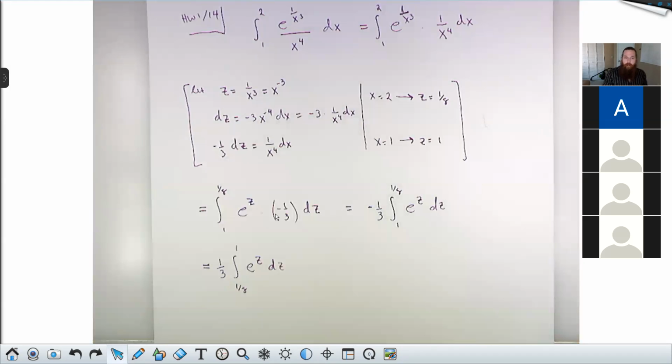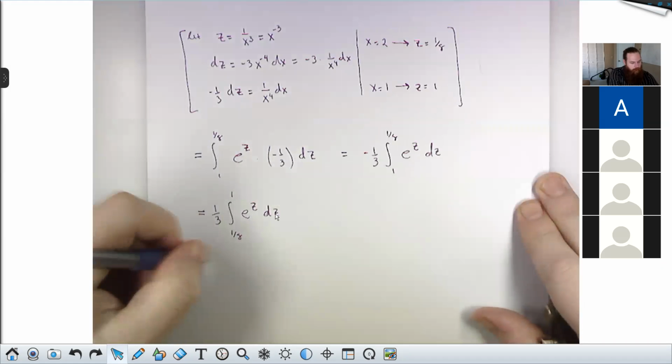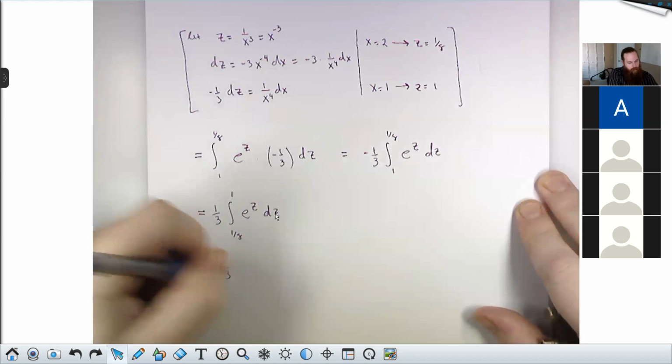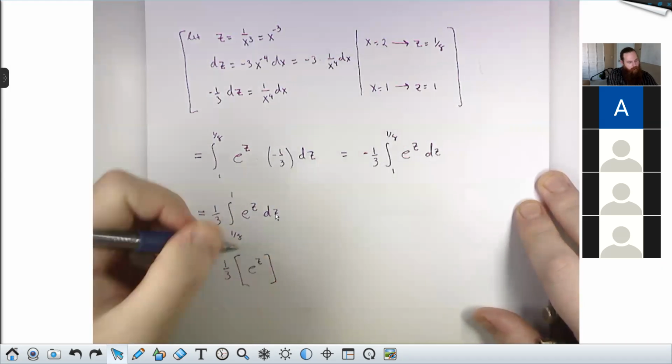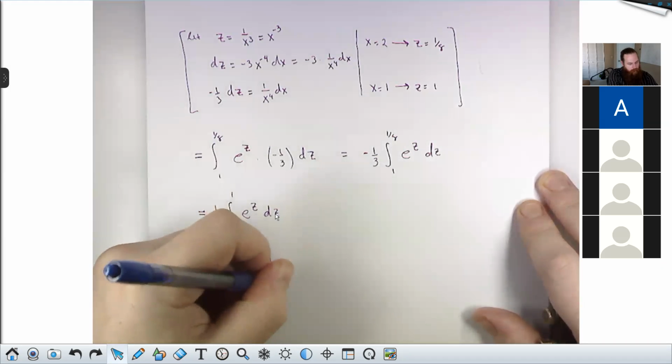You don't need to do this thing where you flip the bounds like that, but it is appealing to do for precisely the reason that you mentioned, that having the larger number on top is nice. That's what we're used to. From here, the antiderivative step is pretty trivial. Who differentiates to e to the z? Oh, e to the z. So this will be 1/3 e to the z evaluated between these new bounds from 1/8 to 1.